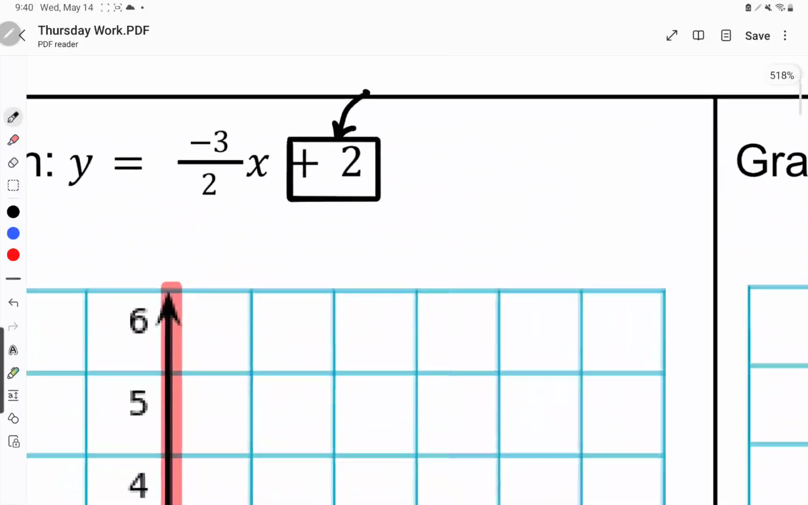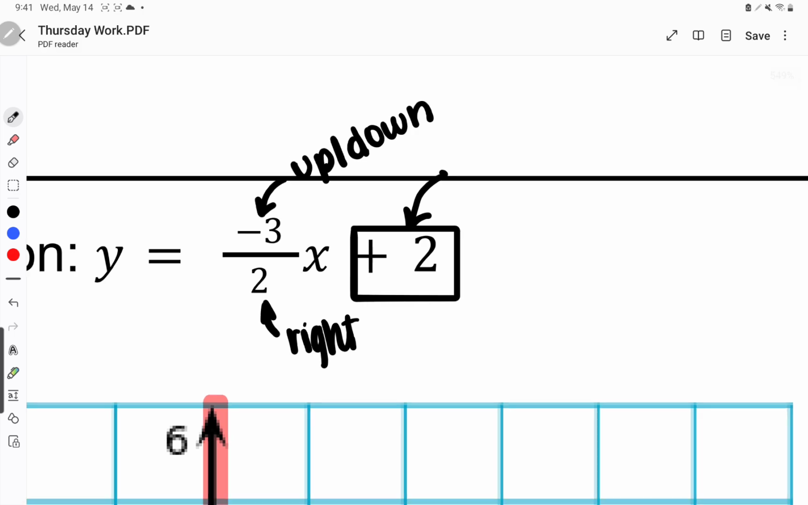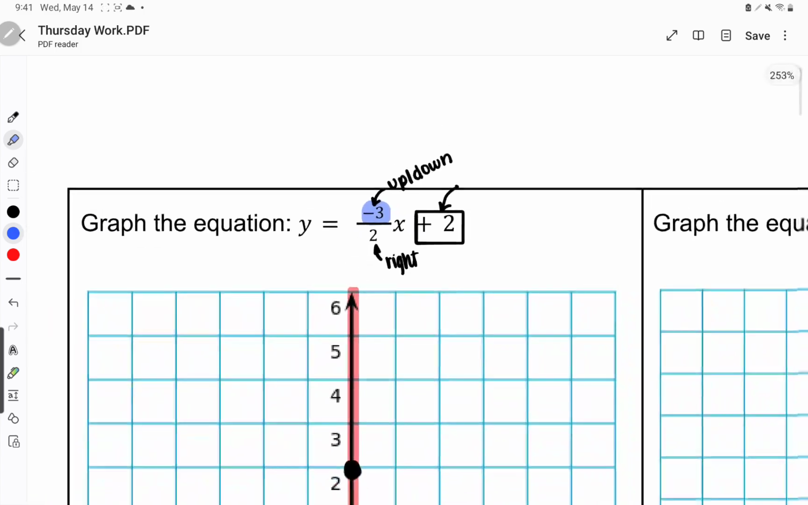The next thing we're going to do is look at this right here. Now, this up here tells me how much I go either up or down. And then this right here tells me how much I go to the right. Hopefully to the right. You should go to the right most of the time. Now, taking a look at your -3 right here, are you going to go up or down?